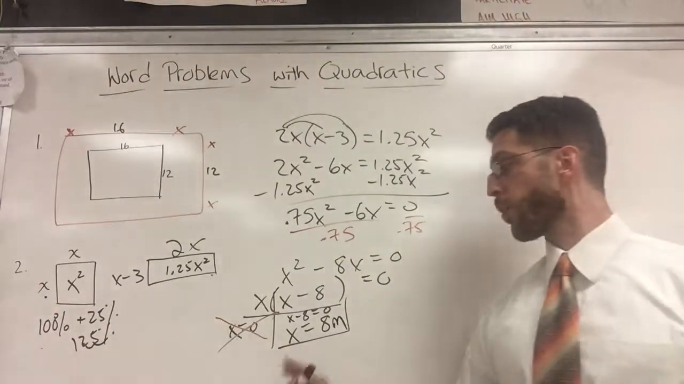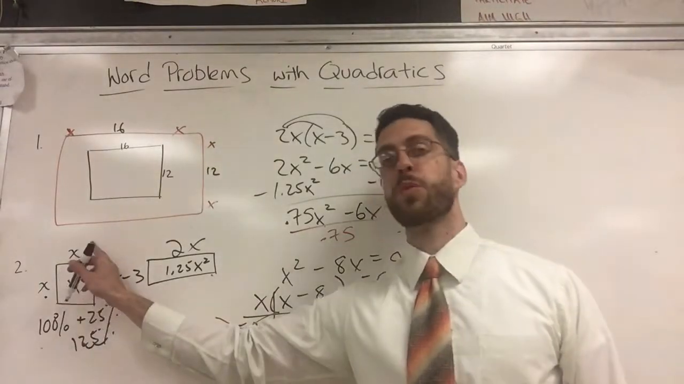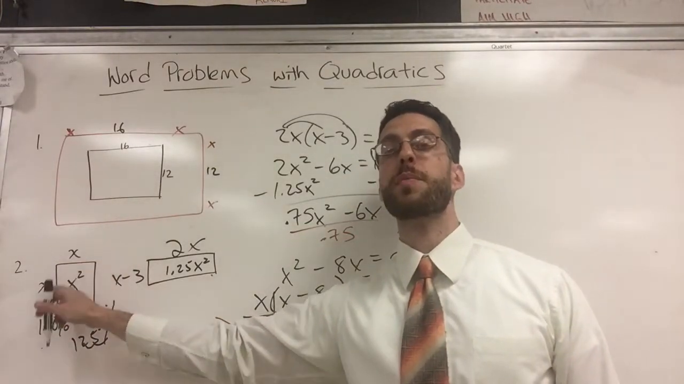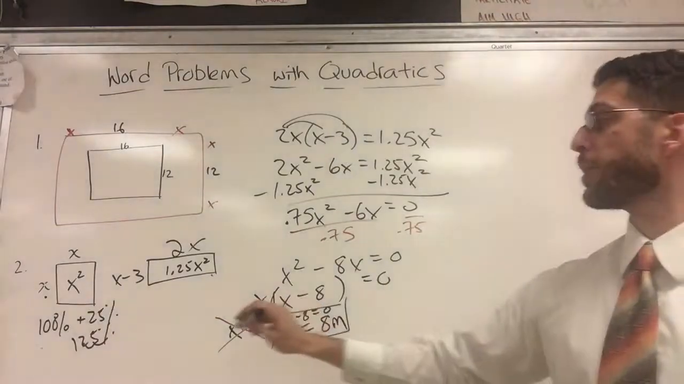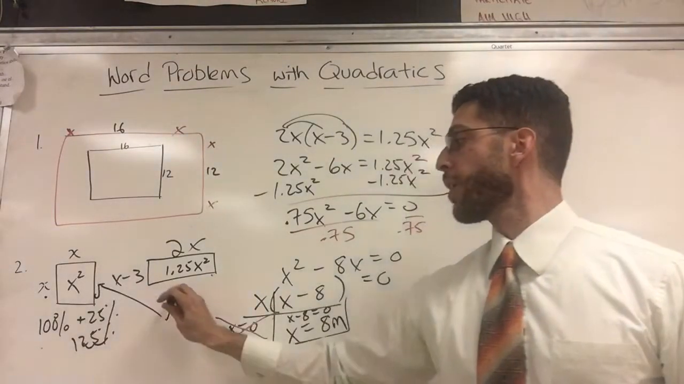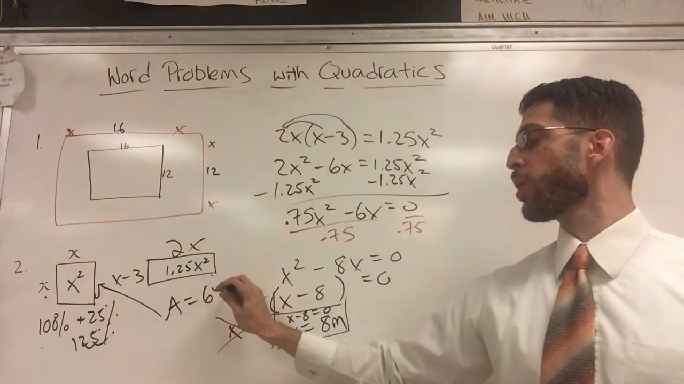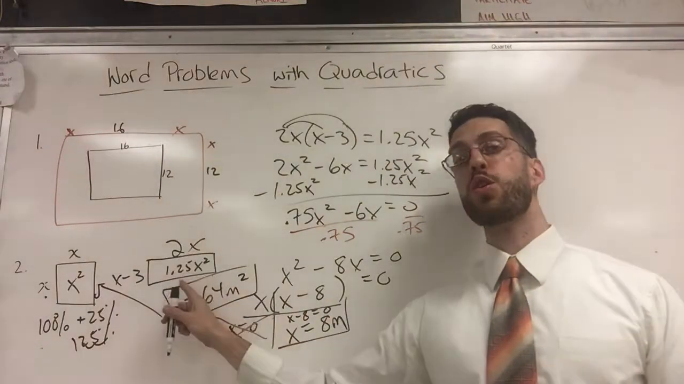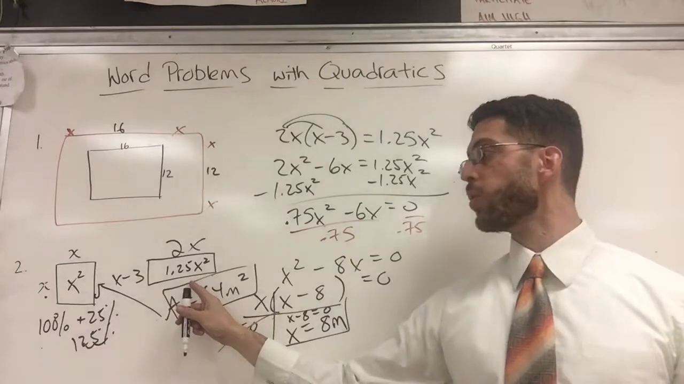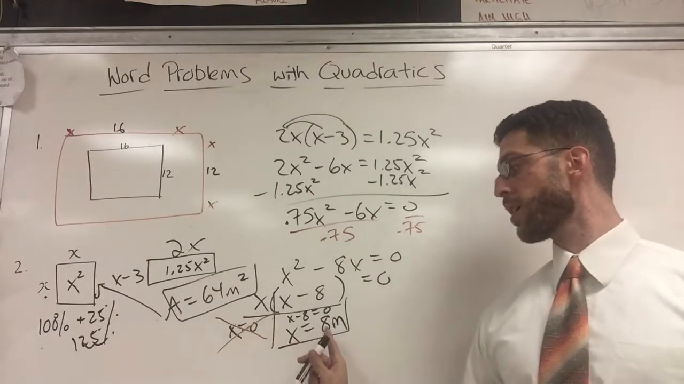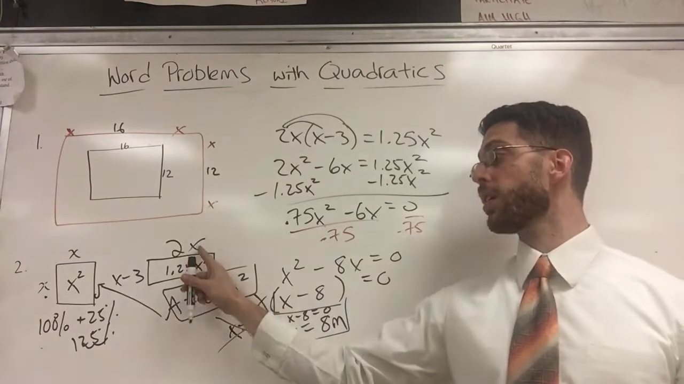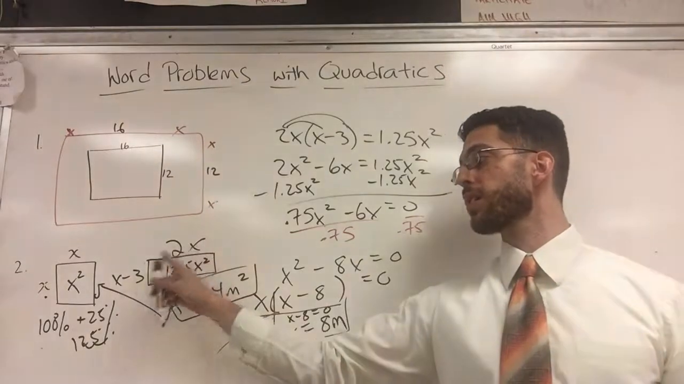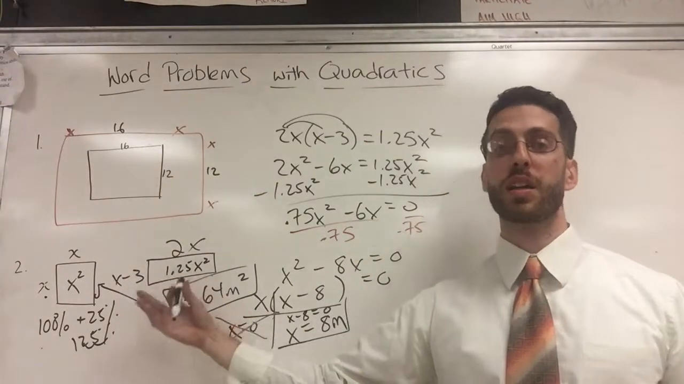Okay, so the original was 8, which means the original square was 8 times 8 is 64. Area is 64 meters squared. There's your answer. Could you find the new area of the new shape also? Of course, just take the x, which is 8, and plug it in here, 16, 5, multiply, get your answer.